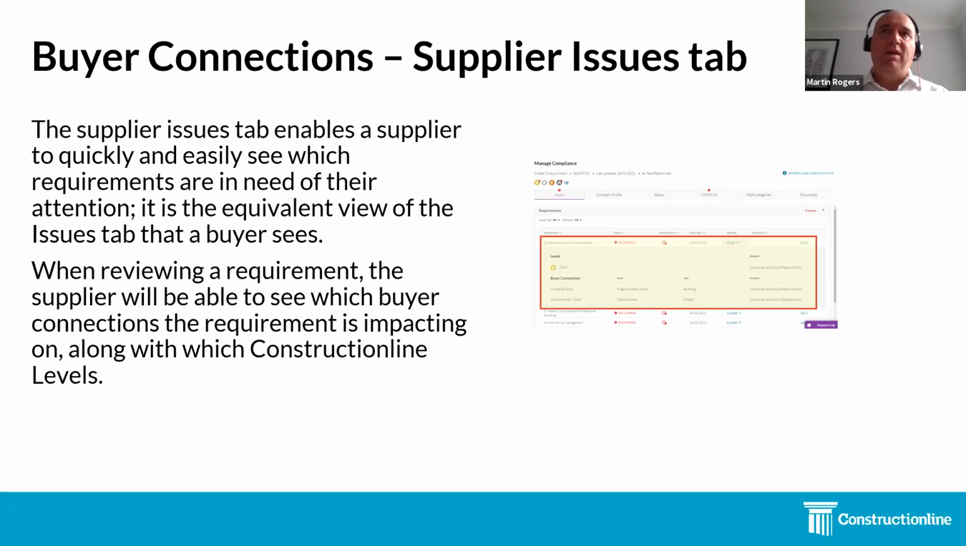Now, when they click on the impact or the affecting column against any requirement within that list, that expands a panel. And as you can see here, it will tell them what Constructionline levels that requirement is impacting, as well as the buyer connections. So they can see which projects or which segments that requirement is impacting. Again, giving them a better way to manage their compliance and see the impact that their non-compliance will have on the connections and how they're working with yourselves.